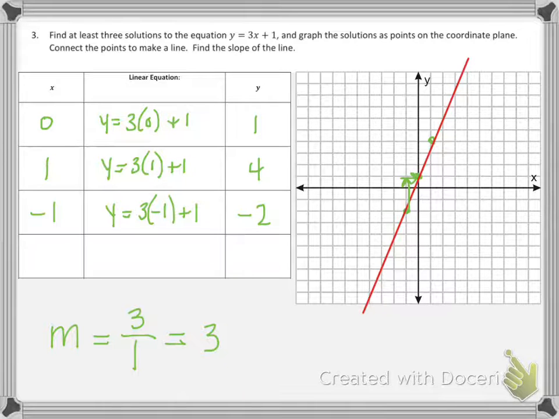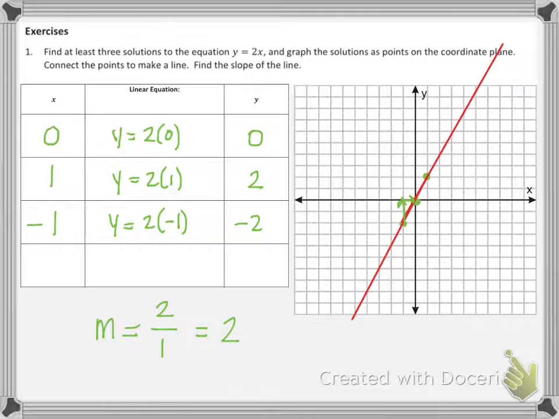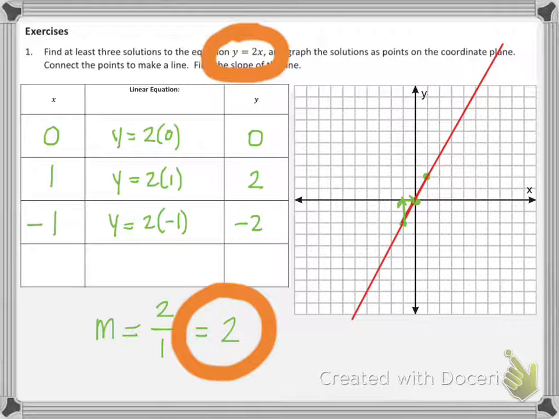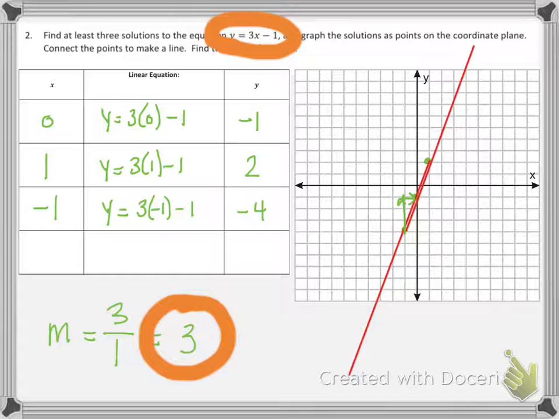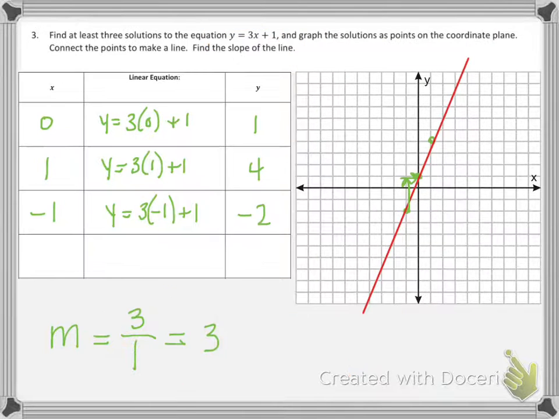And I just want to point out something that hopefully you've noticed, but let me make sure. Let's go back to question 1. Check out the equation that we have here, y equals 2x, and then check out the slope. Okay, and then let's look at number 2. Here's the equation. And check out the slope. All right, and then number 3, equation is here. Check out the slope.